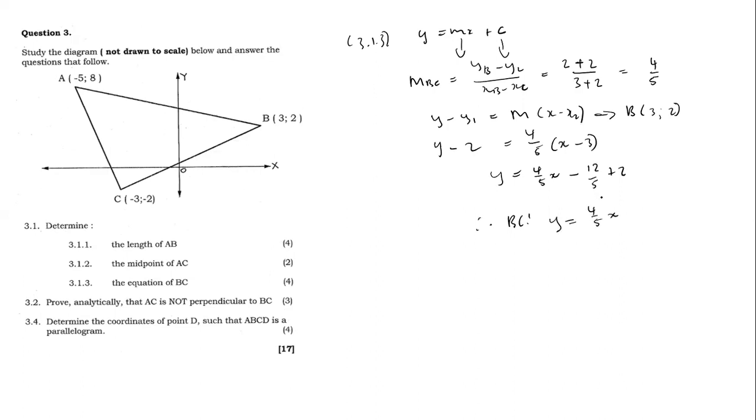2 minus 5 is going to be how much? 5 multiplied by 2 is 10. We're going to have negative, and we're going to have negative 2 over 5. If my calculations are correct, it's going to be something like this. This will be the equation of BC, and this will be your y-intercept.